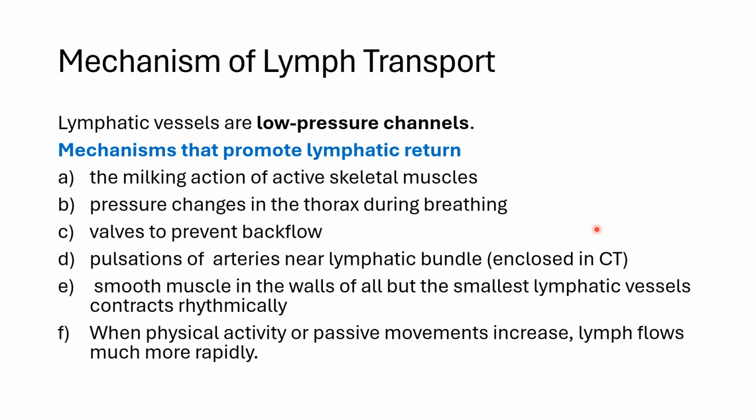And then there are pressure changes in the thorax during breathing. During breathing, we know there is negative pressure in the thorax that also pulls the lymph up. And then there are valves, just like we went over. There are valves in the lymphatic channels which prevent the lymph from flowing back. And then the pulsations of the arteries in the nearby lymphatic bundle.